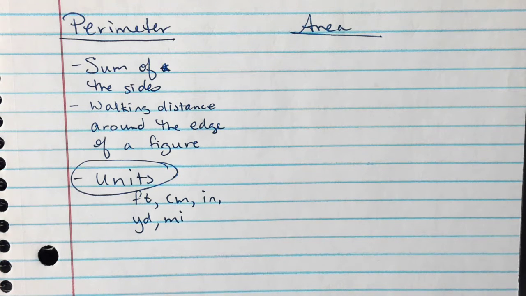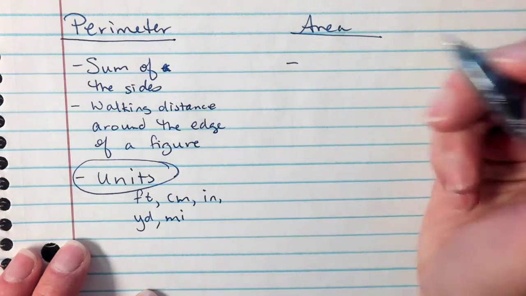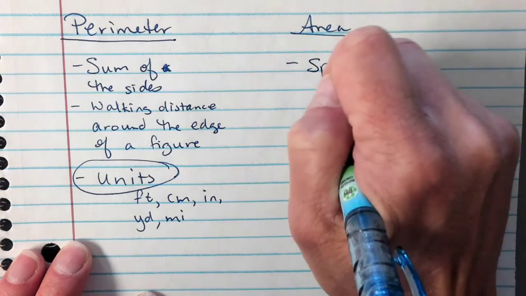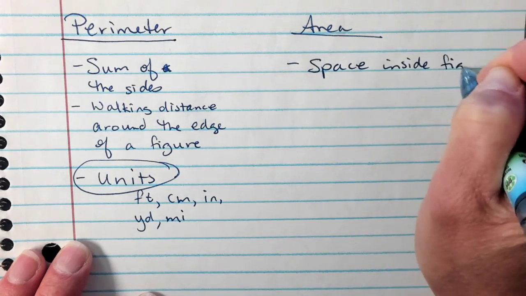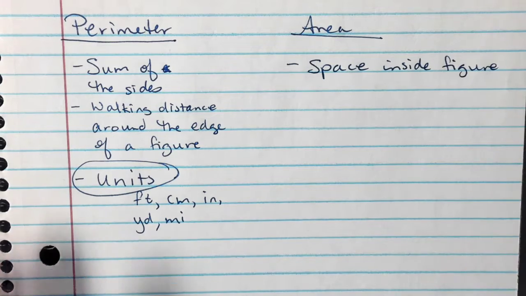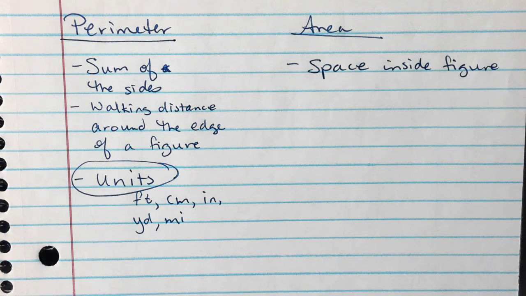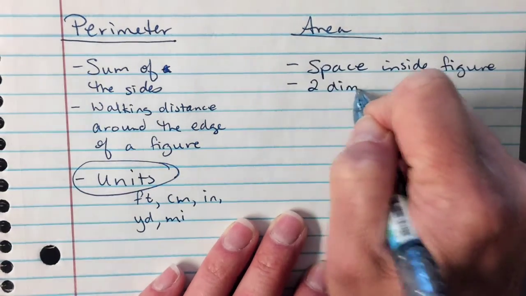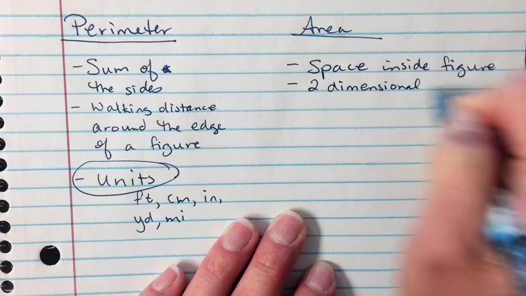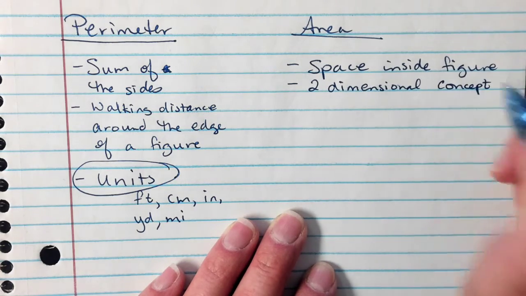Area. Now, area is a little bit different. Area is going to depend on the shape that we have. Area isn't talking about the outside edge. Area is filling in the space. So when we think about area, we are addressing the space inside that figure. This is a two-dimensional concept.